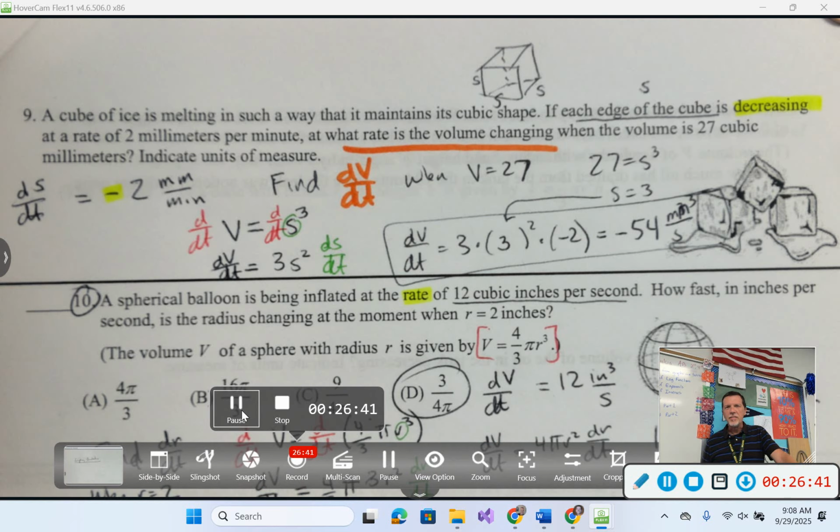It's negative. Does it bother you that it's negative, or is it supposed to be negative? It's supposed to be negative. It's melting, so the volume is getting smaller, so it makes sense that the V is shrinking. All right, so try some of those.